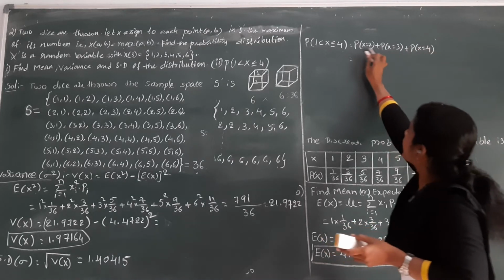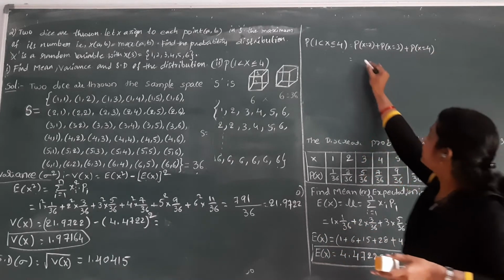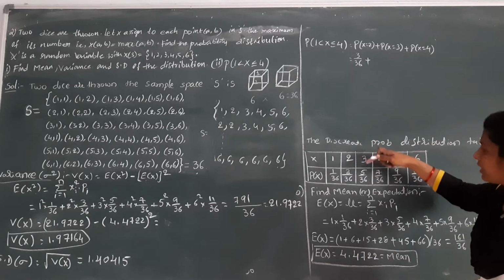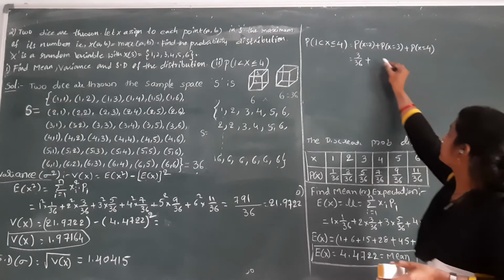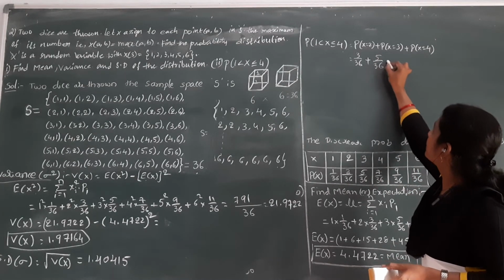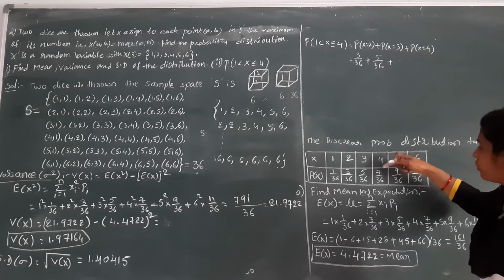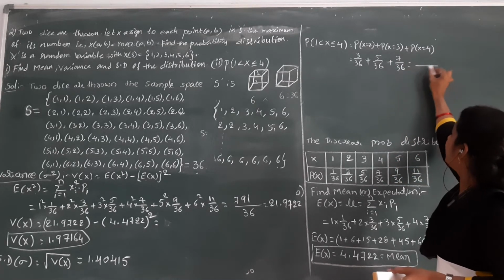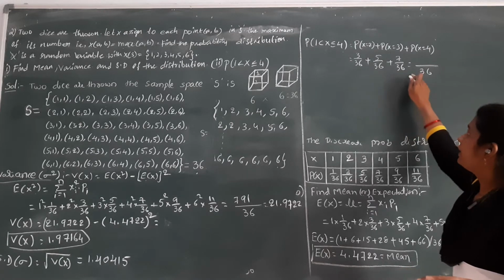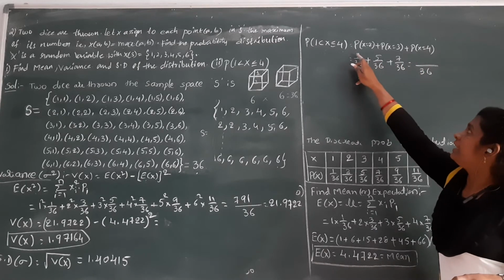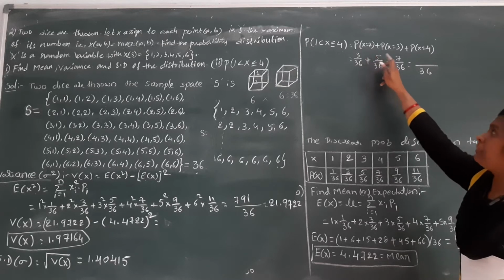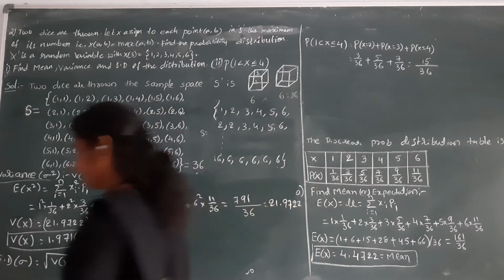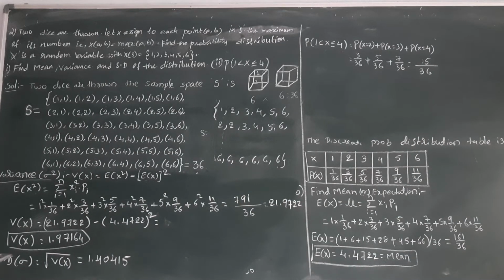Okay. So P of x is equals to 2. The corresponding value is 3 by 36. Yes. P of x is equals to 3. That value is 5 by 36. Plus P of x is equals to 4. The value is 7 by 36. Okay. Already I told you the denominators are same. Directly you can add the numerators. That is 3 plus 5 is 8. 8 plus 7 is 15. 15 by 36. So 15 by 36 is the answer.